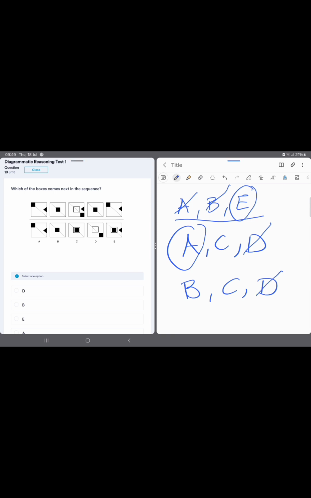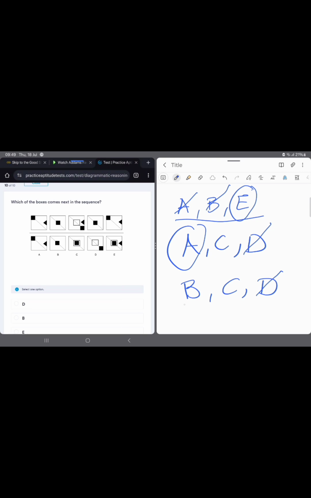Okay, the last one to look at will be the unshaded square. We can see it's not here, not here, and then it appears in the third diagram. Then it's not here and not in the fifth one, meaning that it has to be here in the sixth one. So that gives us option C as our answer.